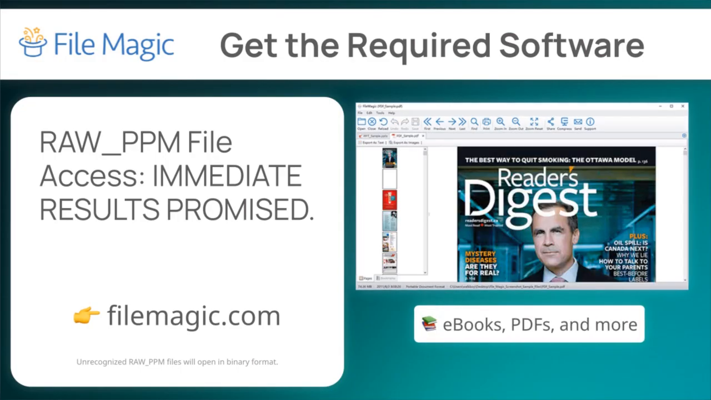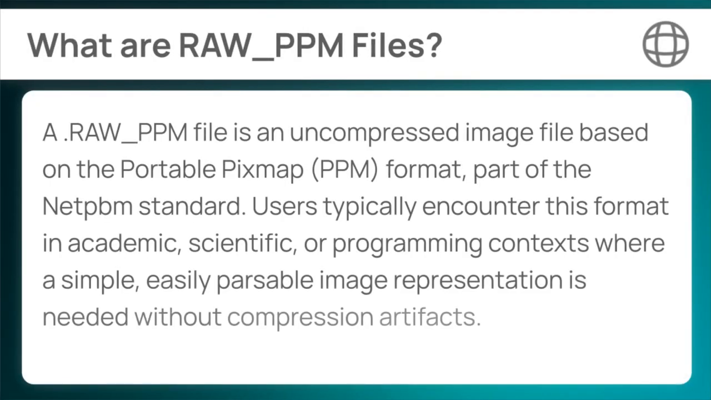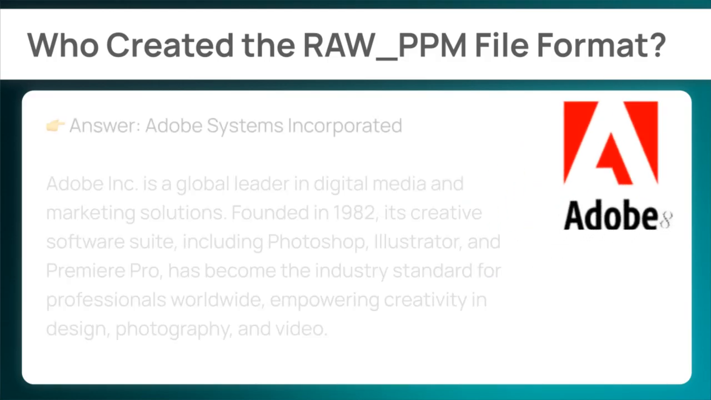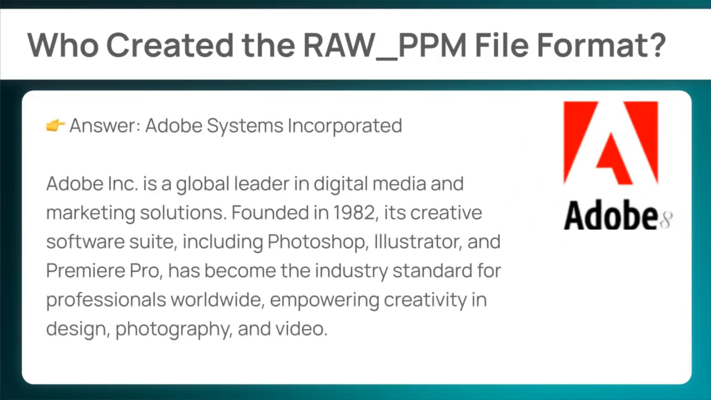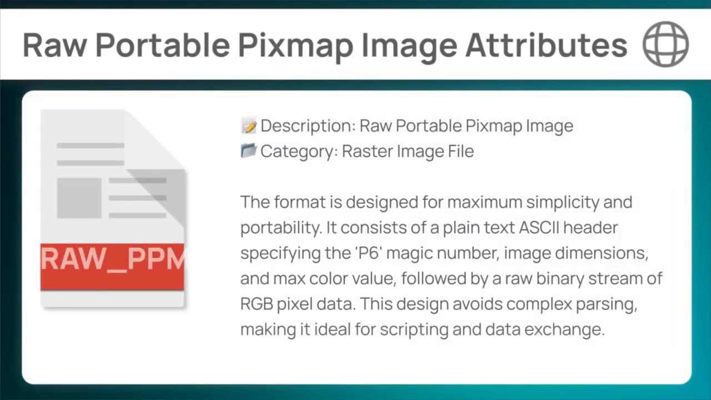First, the simple methods. A raw.ppm file is an uncompressed image file based on the Portable Pixmap PPM format, part of the Netpbm standard. Users typically encounter this format in academic, scientific, or programming contexts where a simple, easily parsable image representation is needed without compression artifacts. The format is designed for maximum simplicity and portability.